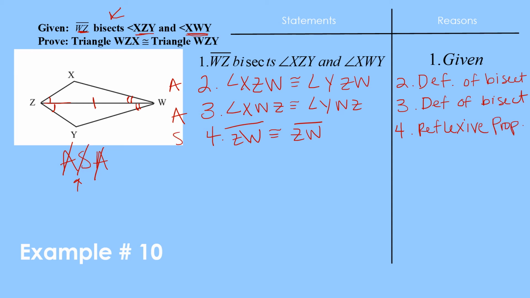Now that I've shown all of those steps in my proof, I can go ahead and show that these triangles are congruent. So triangle WZX is congruent to triangle WZY. And again, my reason for this is ASA. Finally, let's draw that box, and this proof would be complete.